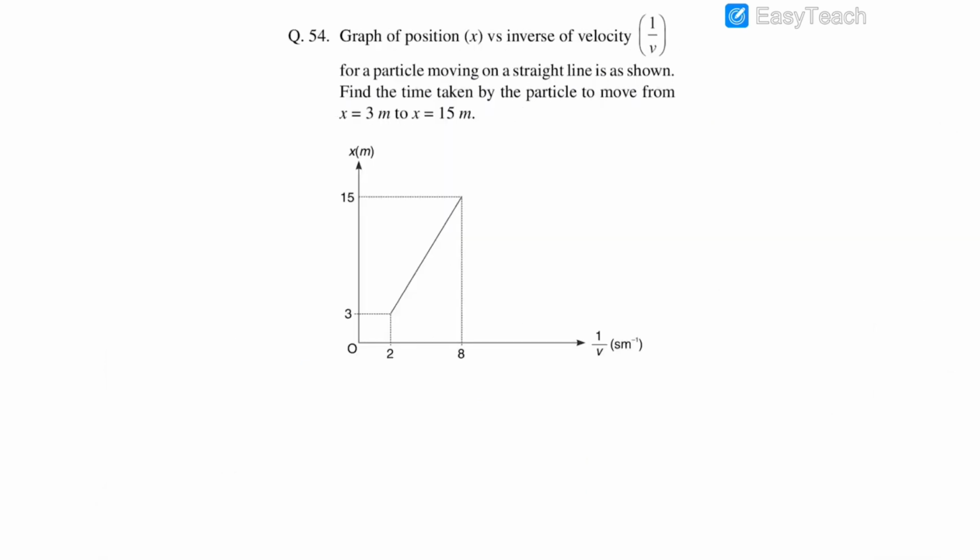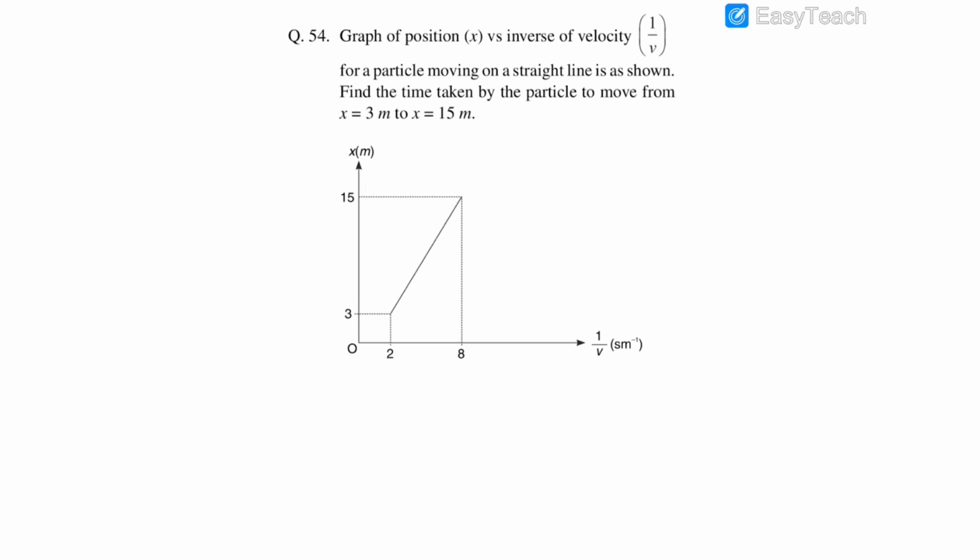In this question, you can see that this graph represents the position of a particle on the y-axis and the inverse of its velocity on the x-axis. This particle is moving on a straight line and we have to find out the time taken by the particle to move from x is equal to 3 to 15.